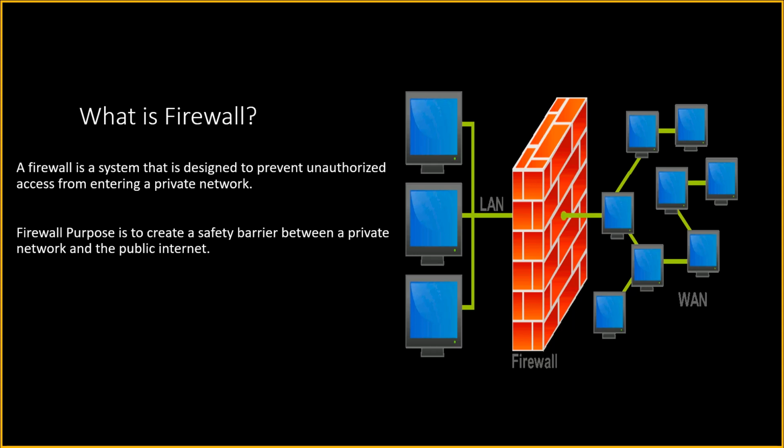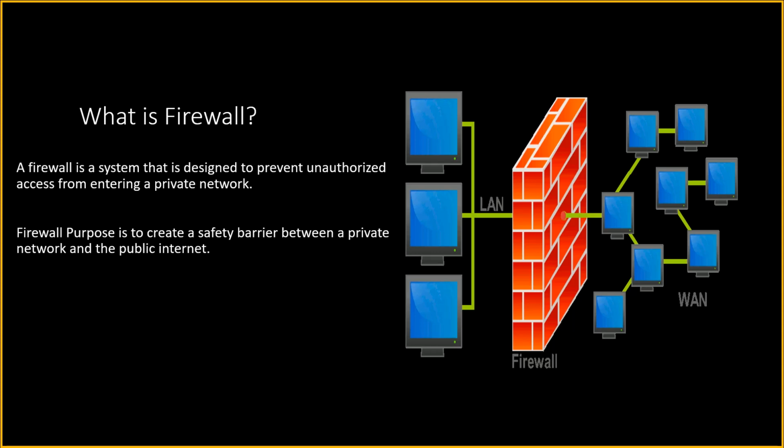Friends, in today's video, we will see what is a firewall. A firewall is a system that is designed to prevent unauthorized access from entering a private network by filtering the information that comes in from the internet. A firewall blocks unwanted traffic and permits legitimate traffic. So, a firewall's purpose is to create a safety barrier between a private network and the public network.